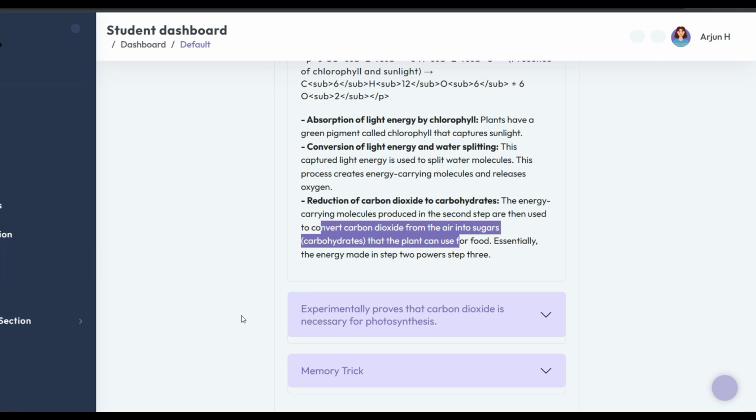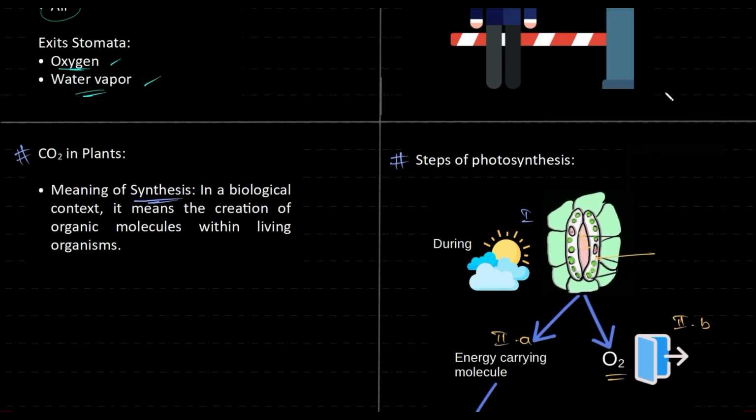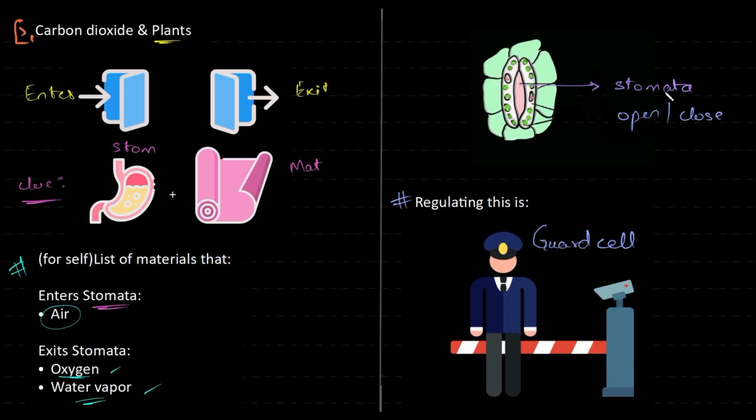In the next video, we'll look at what experiment we can do to prove that we need carbon dioxide for photosynthesis. That's what we'll be looking at. For now, you guys can use this to recall all the things that are related to carbon dioxide and plants.